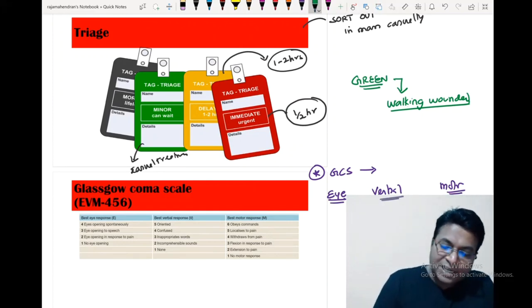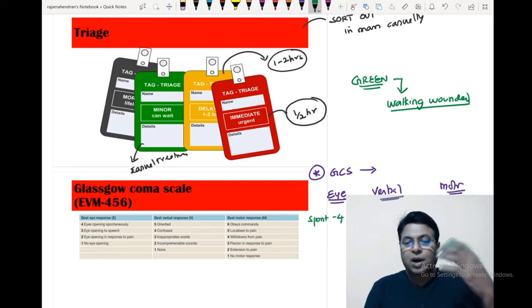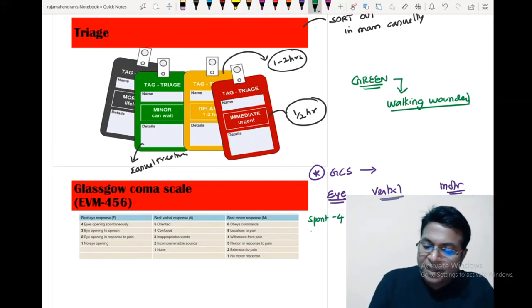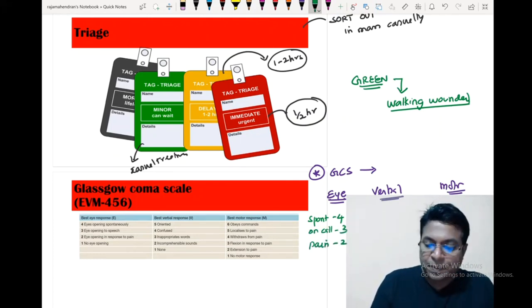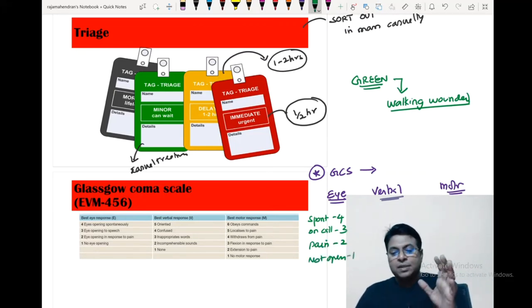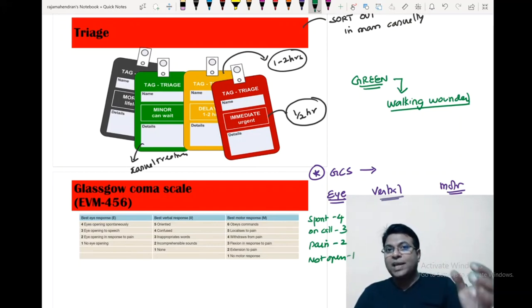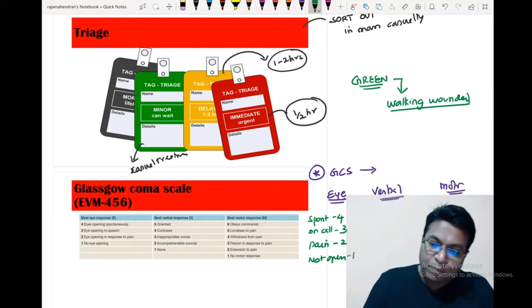Eye opening: if a patient spontaneously opens, it is 4 points. You call him, Mr. Ramu, Mr. Somu, and on call he is opening, that is 3 points. On painful stimulus only opening is 2 points. Not opening is 1 point. So please remember: spontaneous opening 4 points, opens on calling 3 points, on painful stimulus 2 points, not opening at all 1 point.